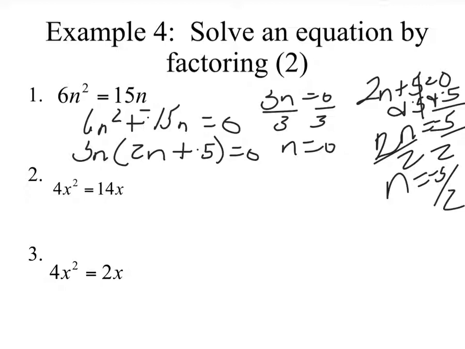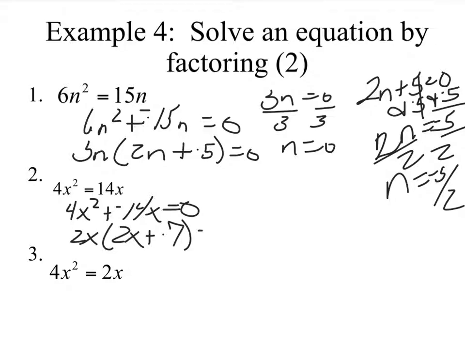And again, at this point, we all know how to check. You would plug it into the original problem. You'd plug it into that 6n squared equals 15n. So in number 2, we have 4x squared plus negative 14x equaling 0 because I moved that 14 over. I can pull out a 2x, leaving me with 2x plus negative 7 equaling 0. So 2x equals 0. Divide each side by 2. X is 0.